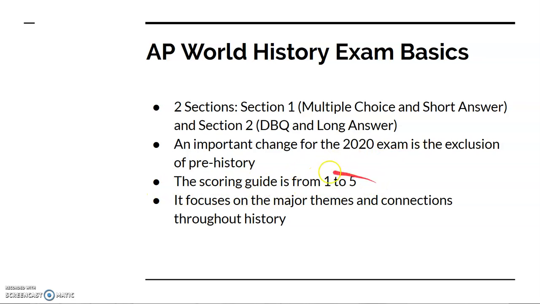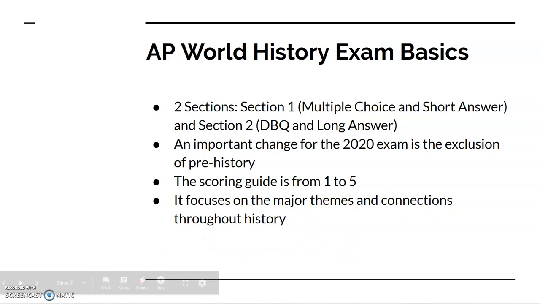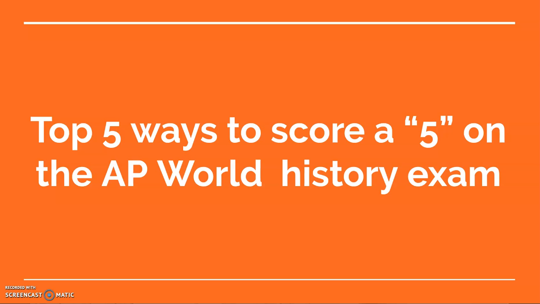And of course, the scoring guide is from 1 to 5, 1 being the worst and 5 being the best. And in between there, a 3 is a passing grade. And it will focus majority on the major themes and connections throughout history and major landmarks. Not landmarks, but like points in history too.